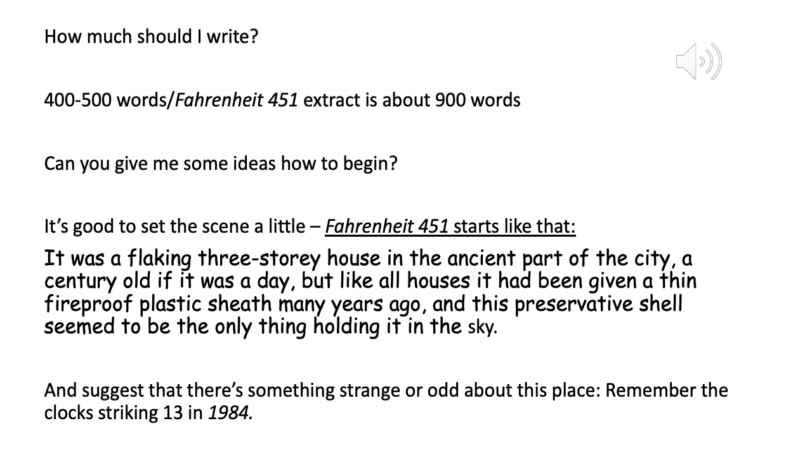And in this example here, let's have a look. It was a flaking 3-story house, had a fireproof plastic sheath many years ago. That in itself is quite unusual, isn't it? Why would a house have a thin fireproof plastic sheath? So although it seems quite normal, there's a little detail that tells us there's something odd about this place. That's quite a good way to start with some description. It's quite simple description, isn't it? It was a flaking 3-story house. But there's a little detail in that opening paragraph that suggests there's something strange.